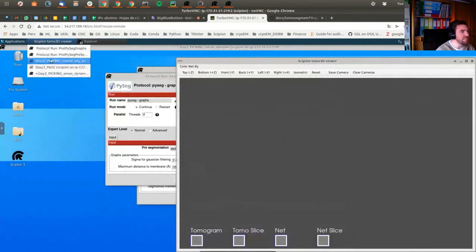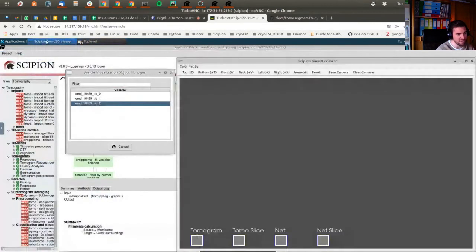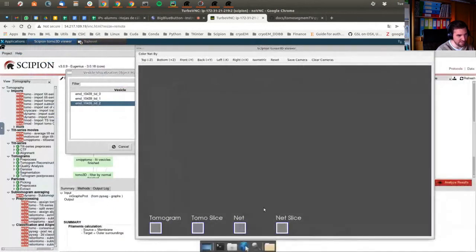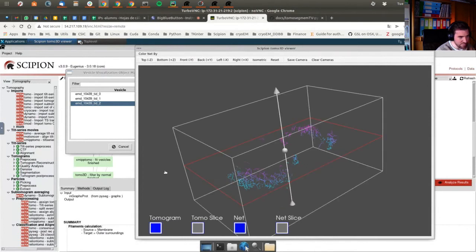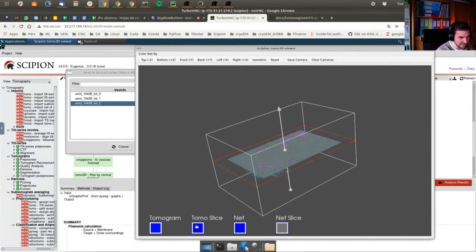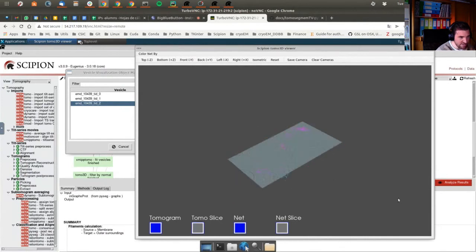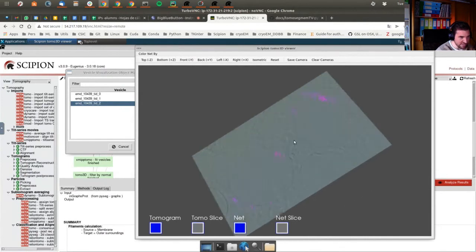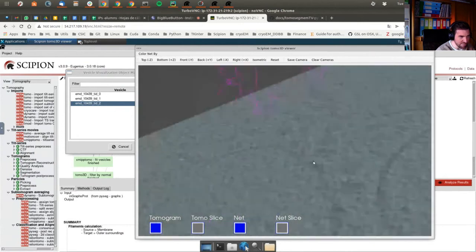From the viewer, it's more or less the same as before, the representations vary a little bit. You have the net, which is the filtered net of graphs. Now there are the filaments. The representations are the same as before. And you can play with the slices, sorry, I have a little delay.